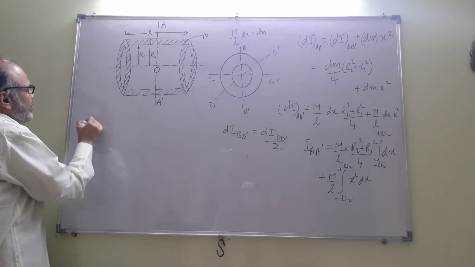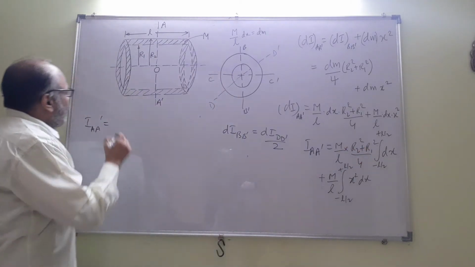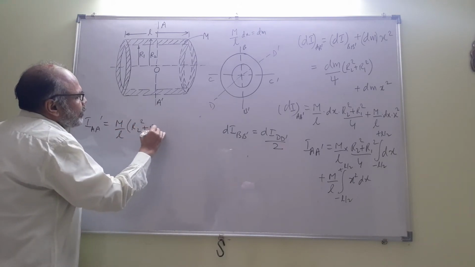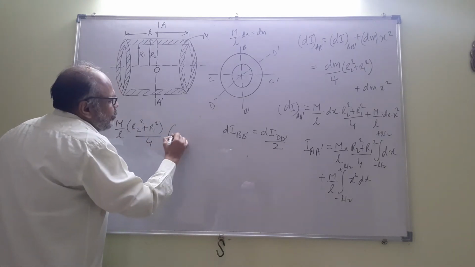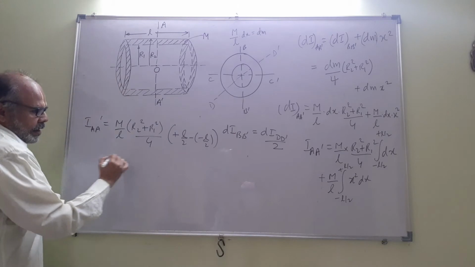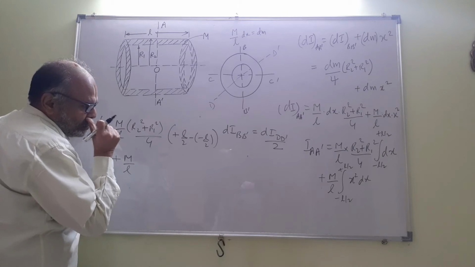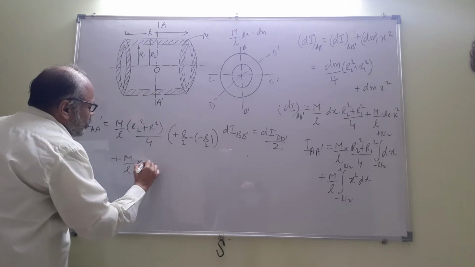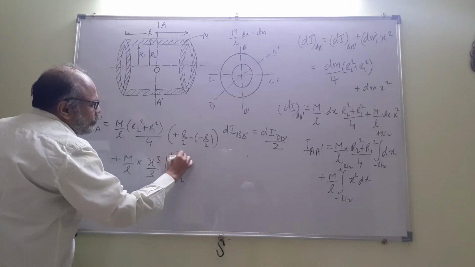We will have I a dash is equal to the integral of dx is x, and if you put the limits, r2 squared plus r1 squared by 4, it will be from plus L by 2 to minus L by 2, and this is going to be m by L. The integral of x squared dx will be x cube by 3, and the limit is from minus L by 2 to plus L by 2.